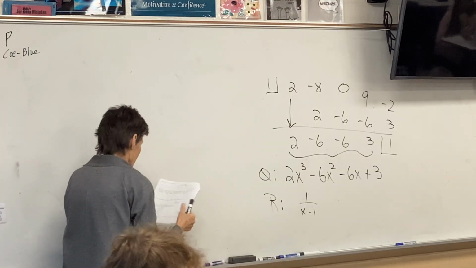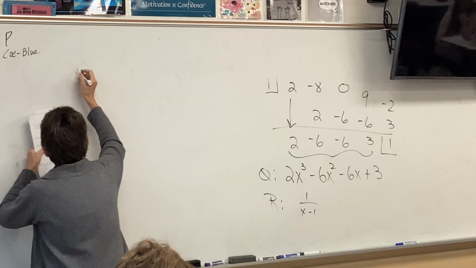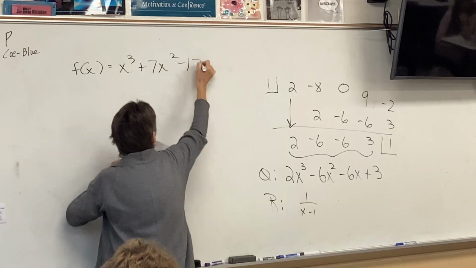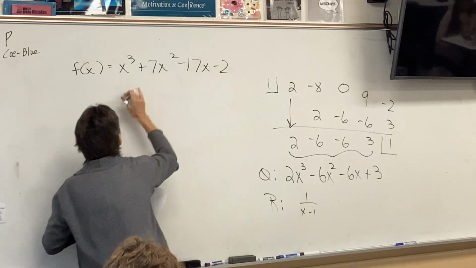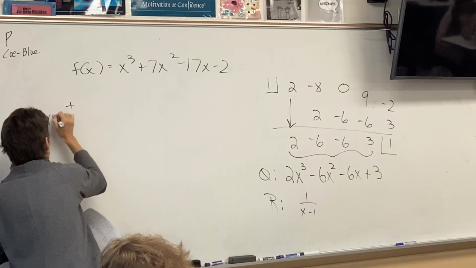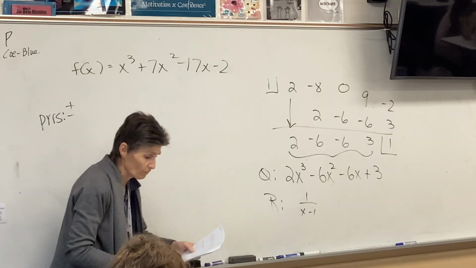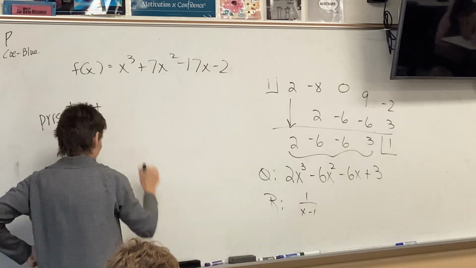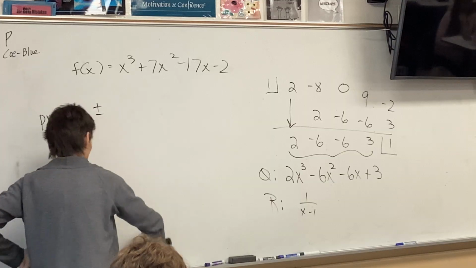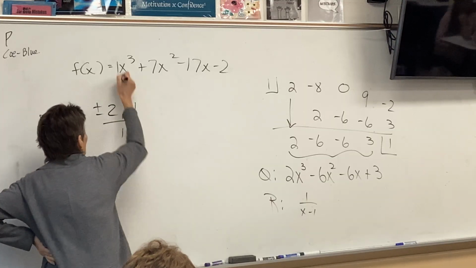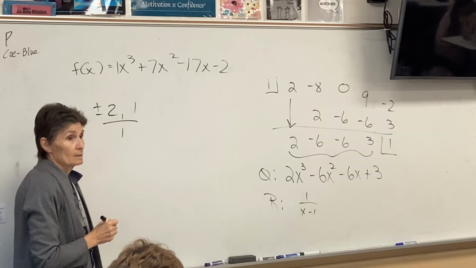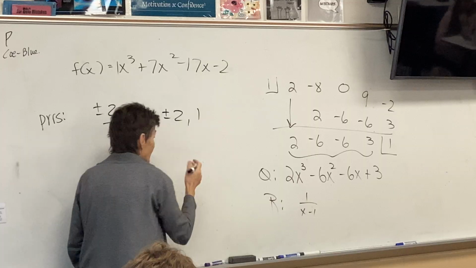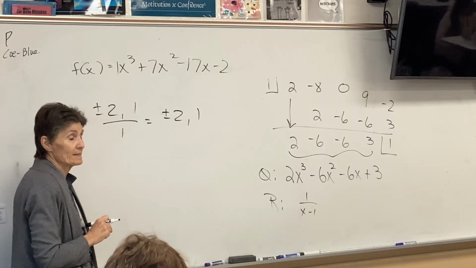Okay. Now we gotta find all the roots. Alright, what are our PRRs? Always plus or minus, guys. Please don't forget that plus or minus. Factors of 2 over factors of 1. So literally, plus or minus 2, plus or minus 1, that's it.